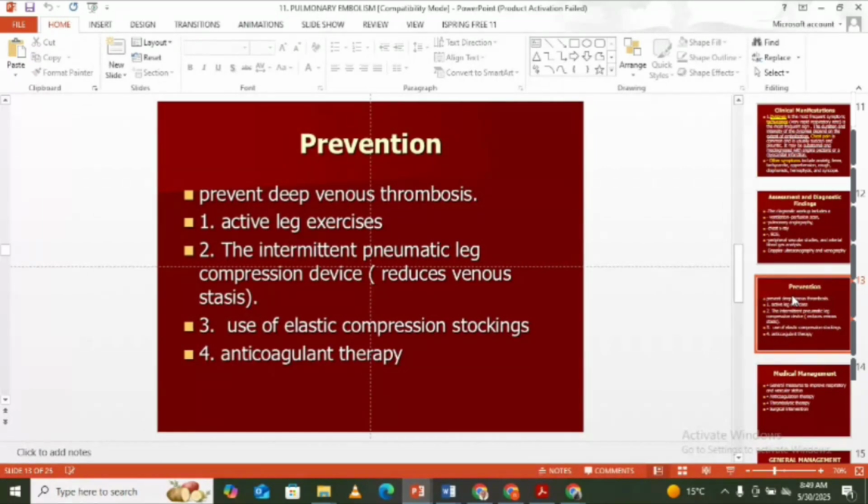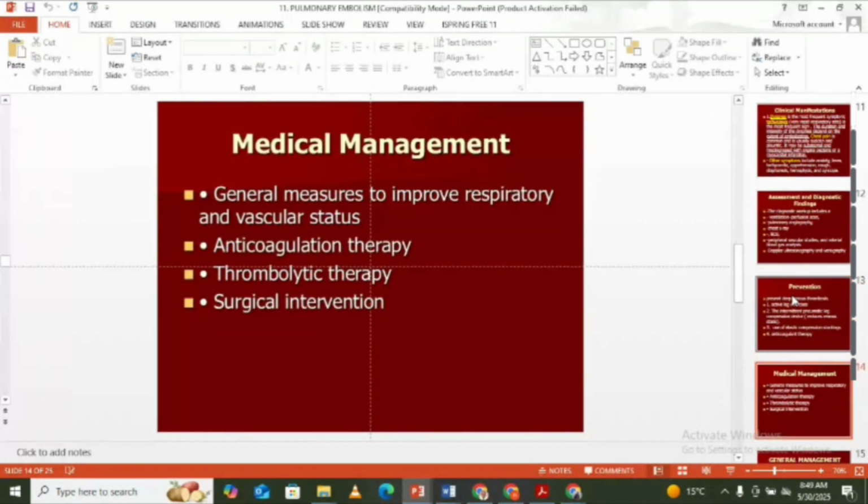So how do we prevent pulmonary embolism? Active leg exercises should be advised for patients, more especially those with increased risk factors that we've just mentioned. Using compression devices, such as the pneumatic leg compression device, which reduces venous stasis; elastic compression stockings, which again will minimize the risk of thrombi forming; anticoagulant therapy.